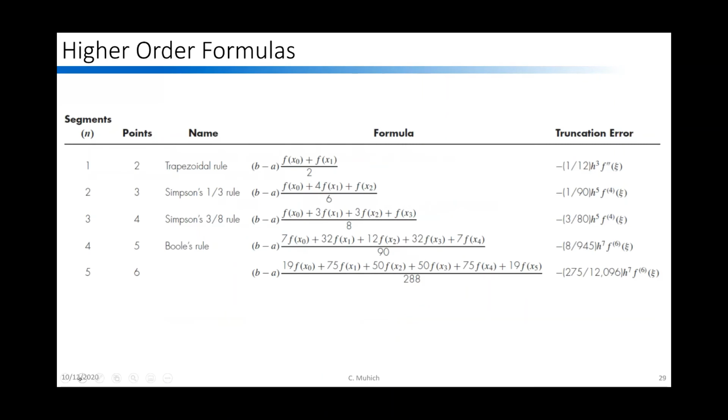So let's look at the higher order formulas. We can look at how many segments we're going to include, how many points are going to be included, and then what the appropriate formulas are out here. Here we have the truncation error associated with this, and you can see that we just keep adding additional terms to my equations as I'm moving outwards.